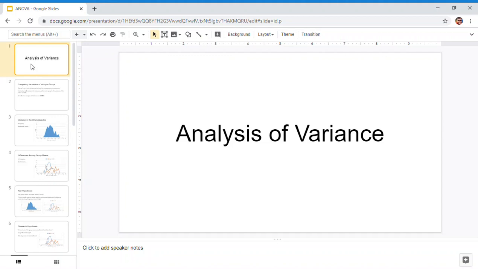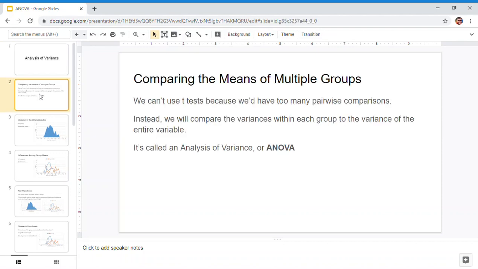Analysis of variance is a statistical test used to determine if there are significant differences among groups in where their centers are. In other words, we're comparing the means of multiple groups. When we looked at t-tests, those are always comparisons between two groups, either a paired t-test where there's a before and after, or independent samples t-tests where there are two separate groups where we're observing things on.